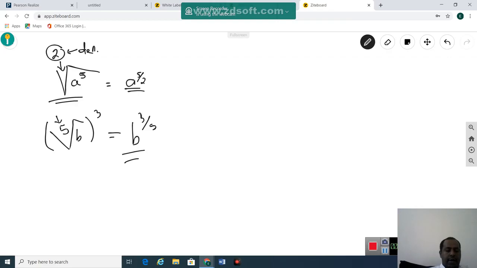So here again we practiced how to convert a radical expression to a rational exponent. So we finish problem 2, part D.